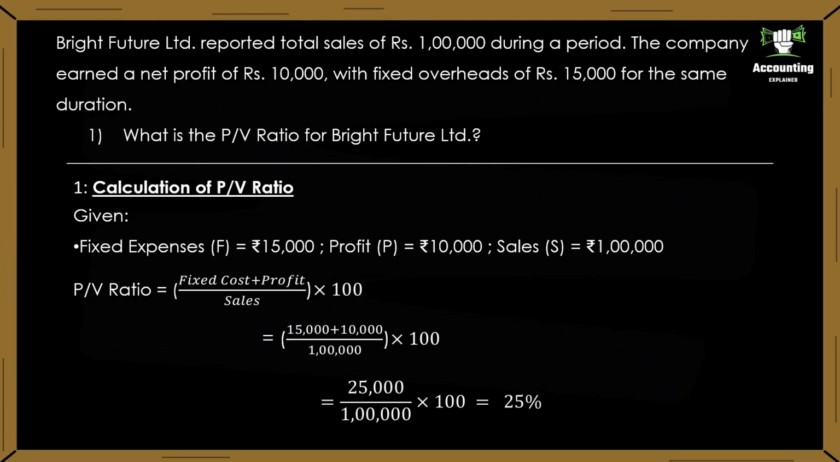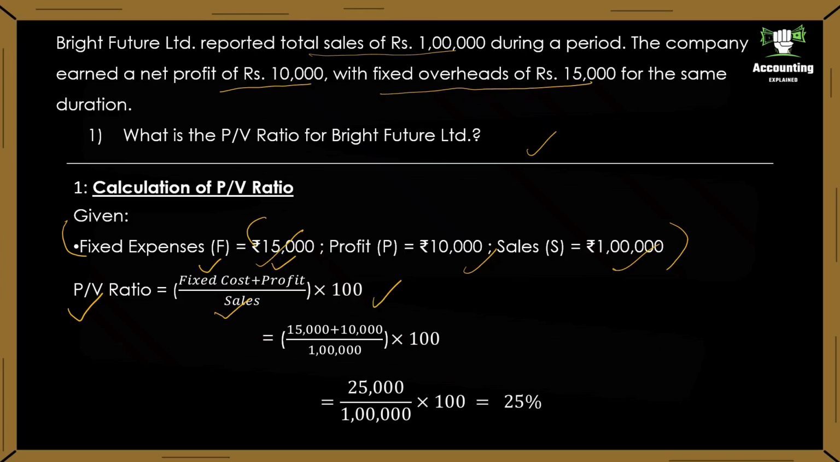First part of the question is to calculate P by V ratio. Here, fixed cost is given as 15,000, profit is given as 10,000 and sales is given as 1 lakh. If fixed expenses, profit and sales are given, from the list of formulas that we have seen before, the formula to be used for finding P by V ratio is fixed cost plus profit, the whole thing divided by sales into 100. Here fixed cost is 15,000, profit is 10,000, add it. Divided by sales is 1 lakh, into 100. Okay, which comes to 25,000 divided by 1 lakh into 100. On simplification, we get P by V ratio as 25%.